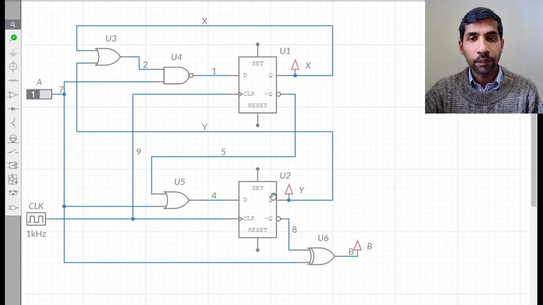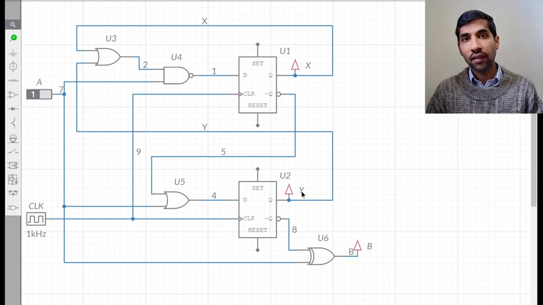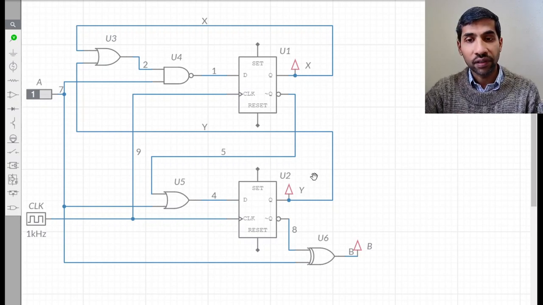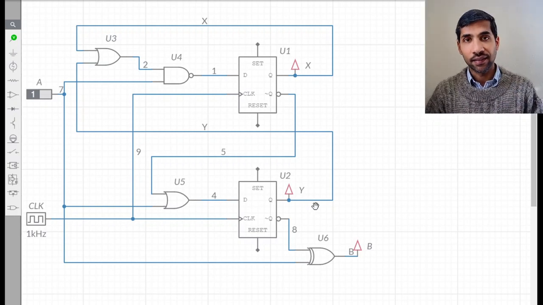So you could name these two outputs. Let's call them X and Y. And because you have two bits, you can think of this circuit as having four possible states. So you can have 00, you can have 01, 10, or 11. So the outputs of the two D flip-flops tell us the state that this circuit is in.